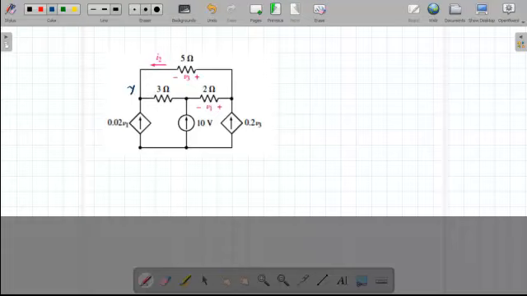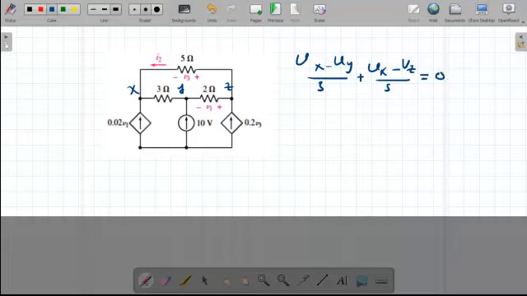So I will call this x, I will call this y, and I will call this z. So I have three nodes: node x, node y, and node z. Then I can now start writing my nodal equation. Vx minus Vy over 3 plus Vx minus Vz over 5. This will equal the entering current, which is the dependent current source, which is 0.02 V1. This is my first equation.